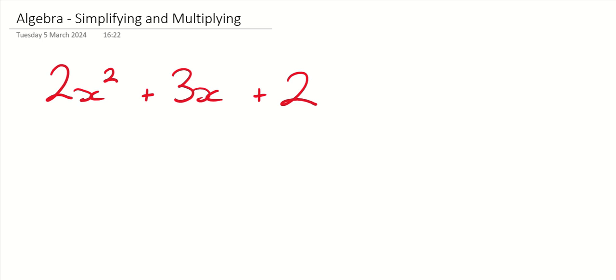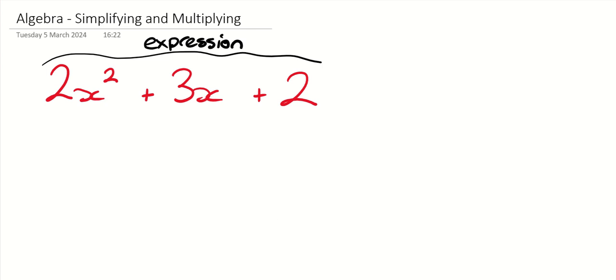So remember, we call this entire thing of algebra, lots of things together, an expression. Okay, so that's an algebraic expression if you ever see that. And if you remember the different terms, each of these individually is a term, like 2x squared, 3x and 2 are each terms.